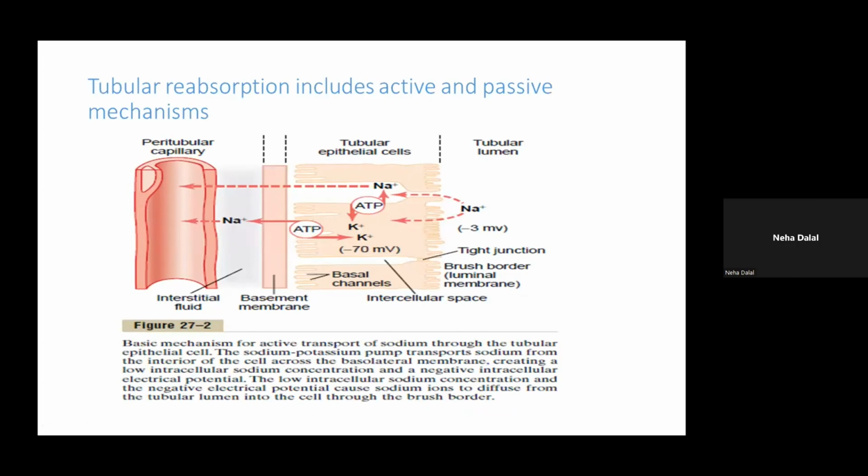This is the luminal membrane. The brush borders in the luminal membrane increase the absorption by 20 times. The sodium is taken up from this luminal membrane and effluxed by the sodium-potassium ATPase and reabsorbed into the blood. This maintains the negative charge in the intracellular compartment.